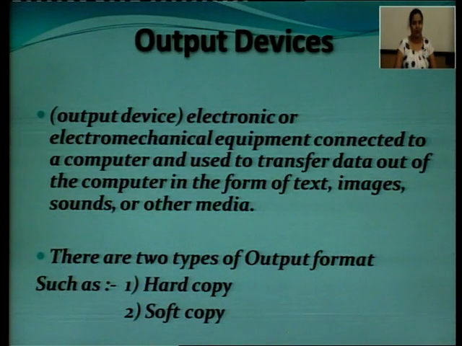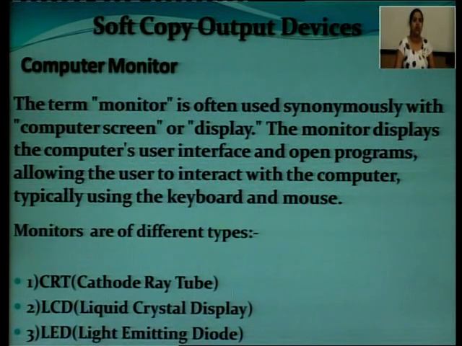Now, we will discuss the output devices one by one. Output devices, or electronic or electromechanical equipment connected to a computer, are used to transfer data out of the computer in the form of text, images, sounds or other media. There are two types of output formats, hard copy and soft copy. A soft copy output device, the first is the computer monitor.